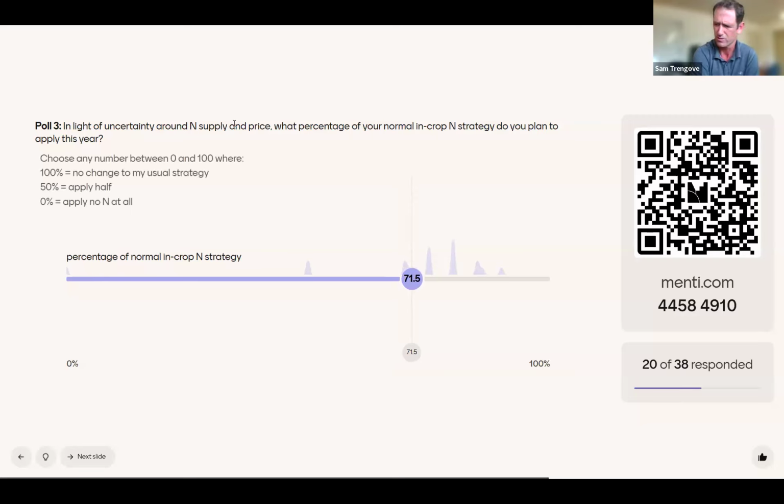If you're starting with a very low soil N status, then depending on when you're planning to do your in-season N application, it might pay to have some N up front just to get the crop up and going and get at least tillering or producing a bit of biomass before you can get that in-season application on.